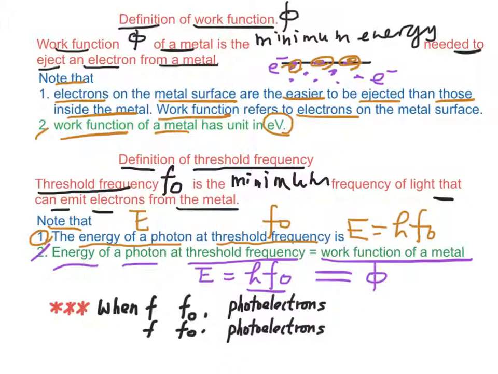It should be noted that when the frequency of the light is larger than or equal to the threshold frequency, photoelectrons are emitted. However, if the frequency of the light is smaller than the threshold frequency, no photoelectrons will be emitted.